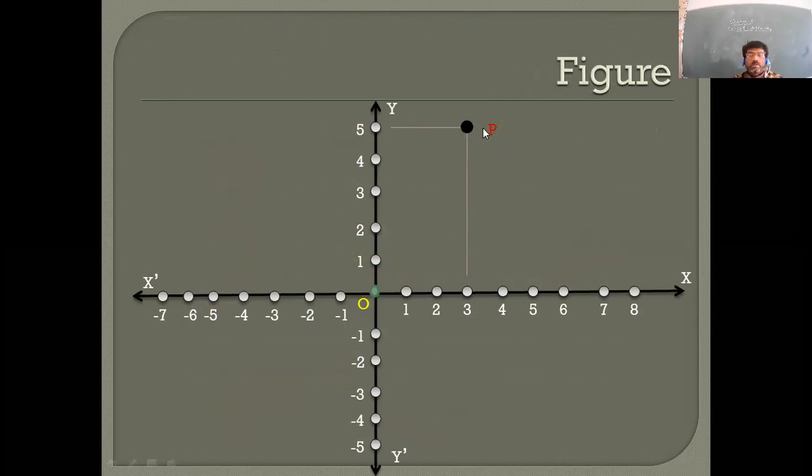So this is how plotting the point is done. Then in brackets you can write the coordinates also. Put bracket here, 3, 5.